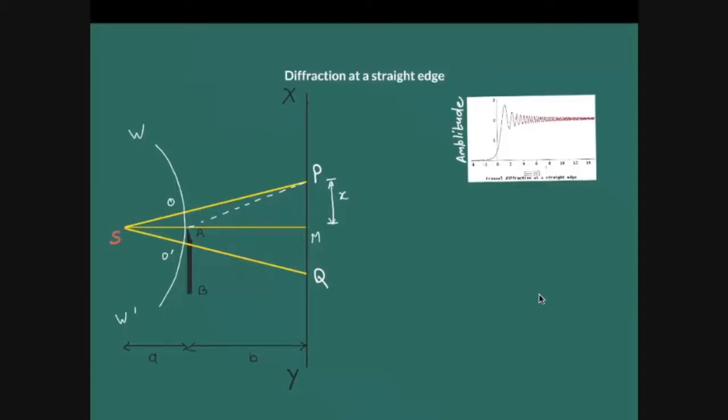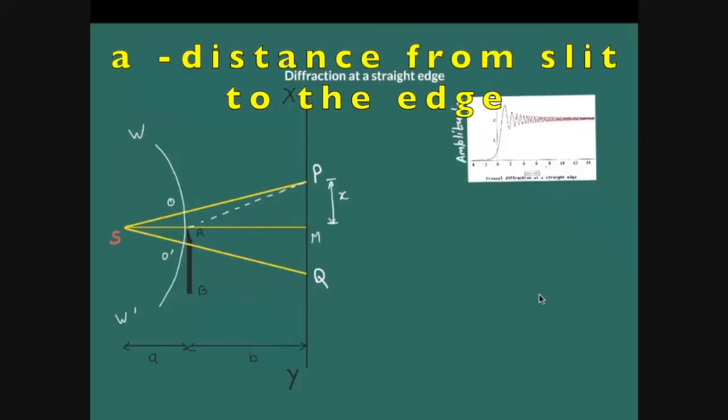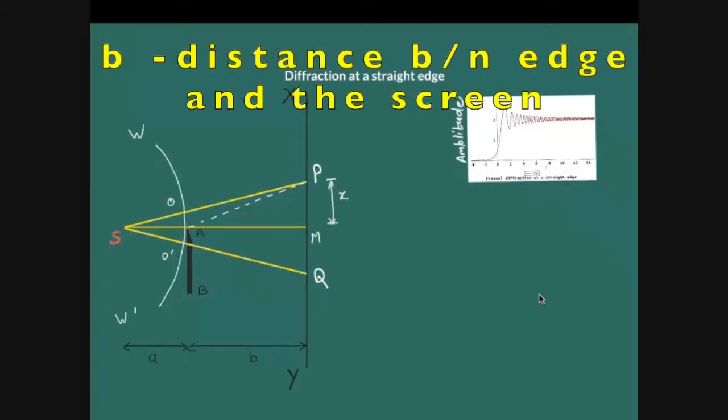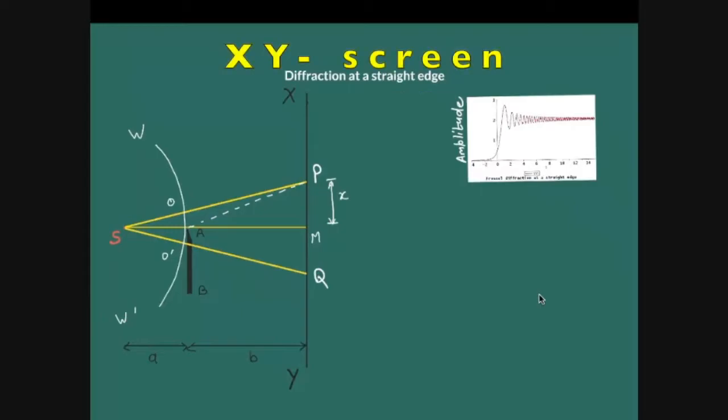So S is a slit which is kept horizontally and hence it is perpendicular to our screen, that is either laptop screen or mobile screen. And then AB is knife edge. Then A is the distance from the slit, that is the source of the wavefront, to the obstacle, that is the straight edge. B is the distance from the obstacle to the screen on which we are going to observe the pattern. And capital XY is the screen on which the pattern is going to be observed.